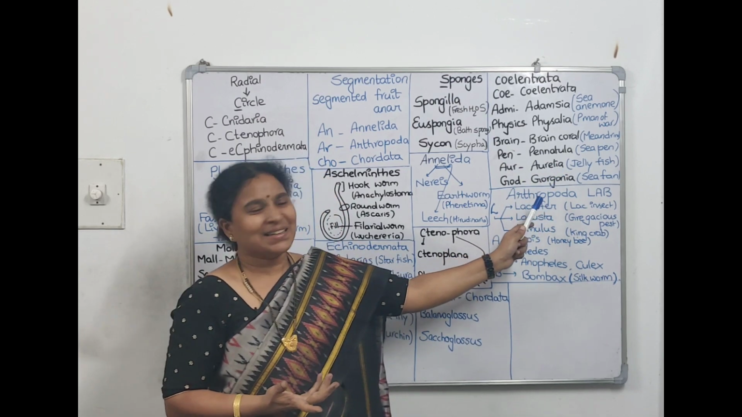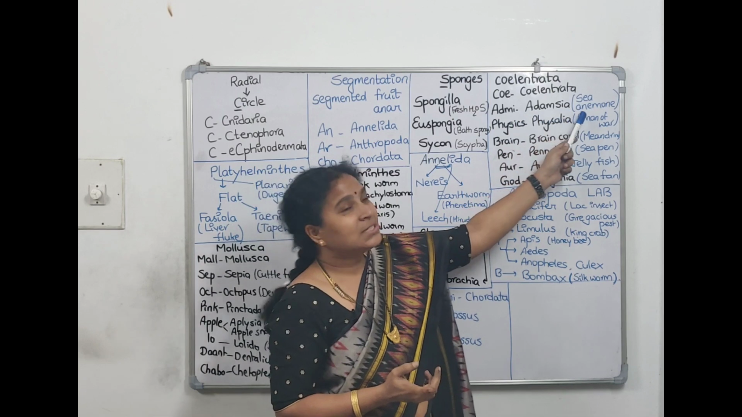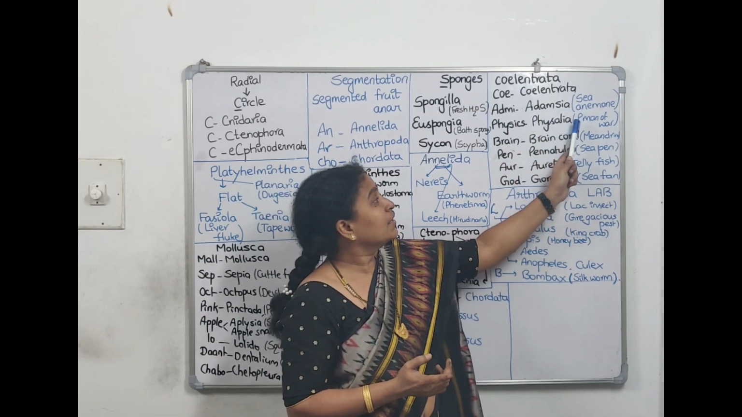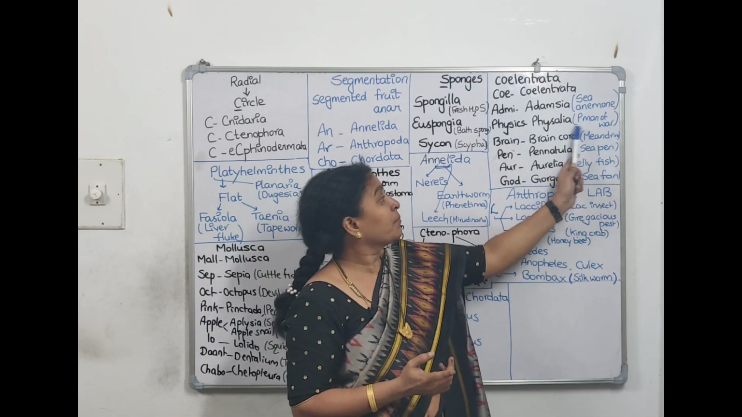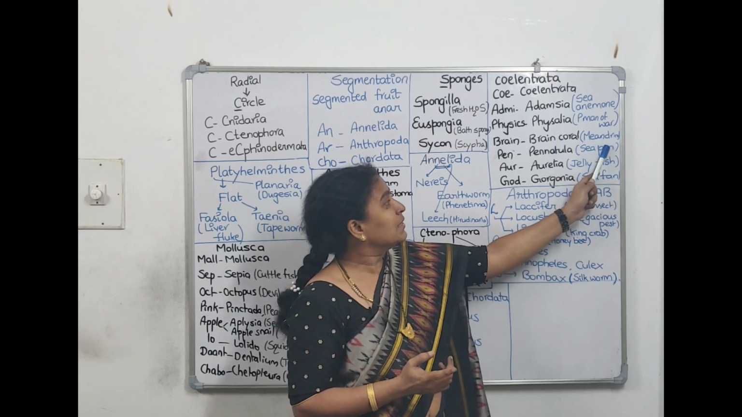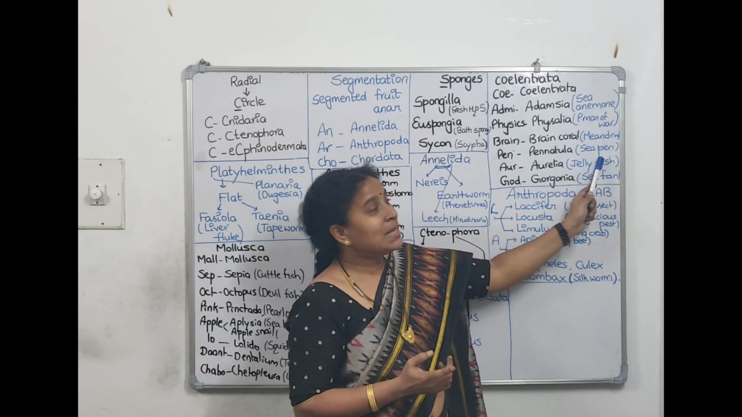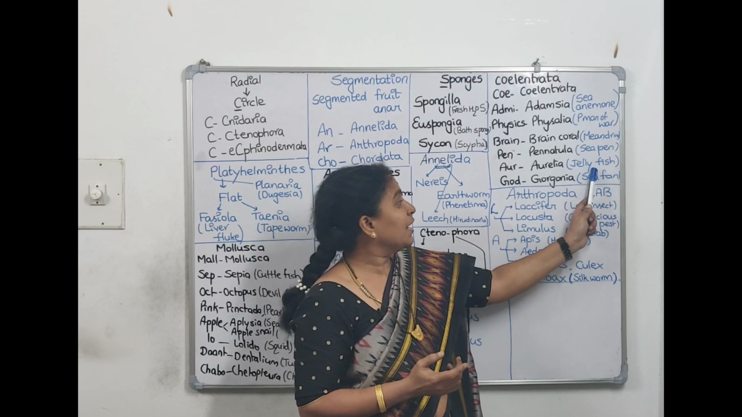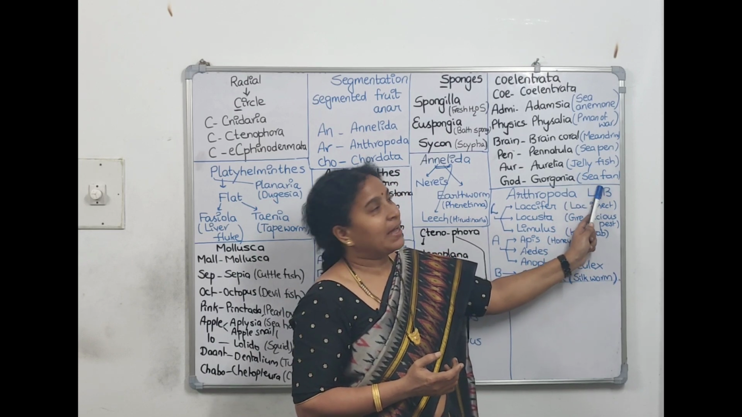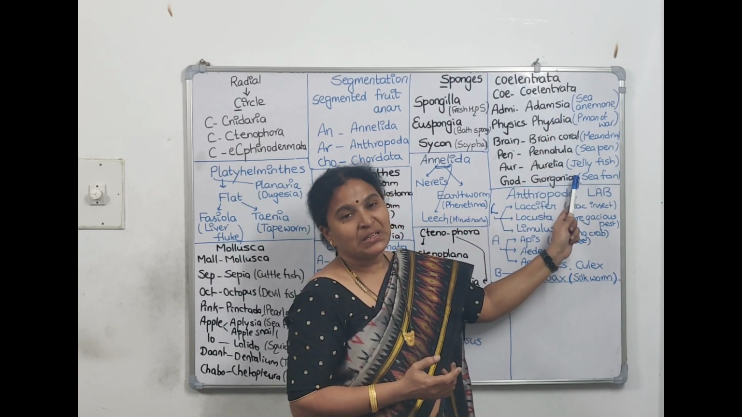Gorgonia. That's it. So Adamsia is called sea anemone, Physalia is called Portuguese man of war, brain coral is called Meandrina, Pennatula is called sea pen, Aurelia is jellyfish, Gorgonia is sea fan. So these are the examples for Coelenterata.